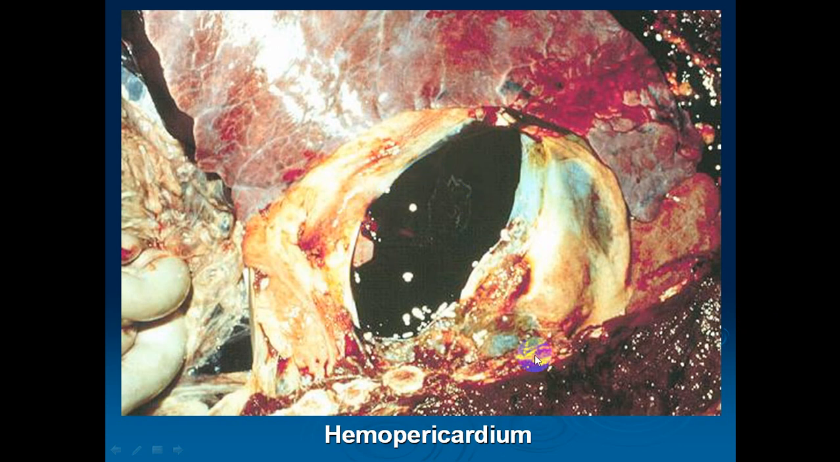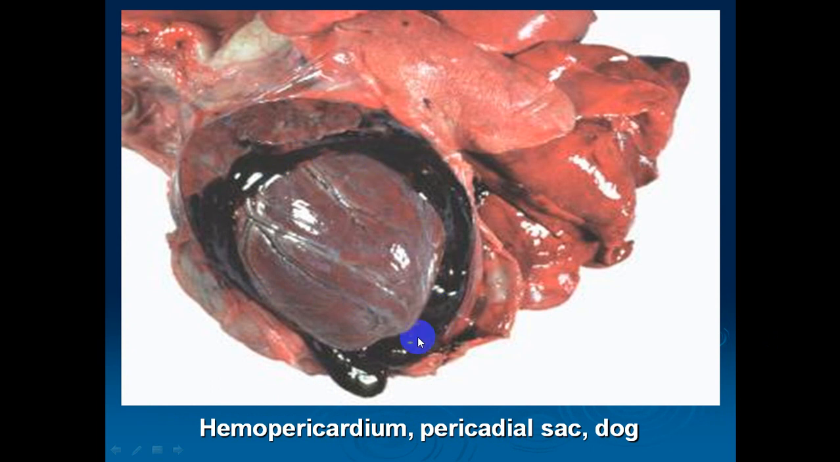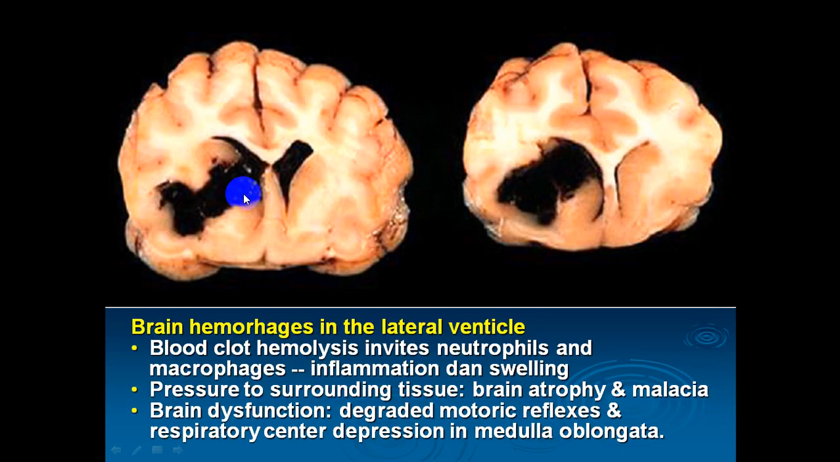Yeah, this is cardiac tamponade or hemopericardium. Hemopericardium means blood clot in the pericardial sac. And this one is brain hemorrhage in the ventricles of the brain. This kind of hemorrhage, if it occurs in large volumes, will put pressure on the surrounding tissue and will cause necrosis of the brain.